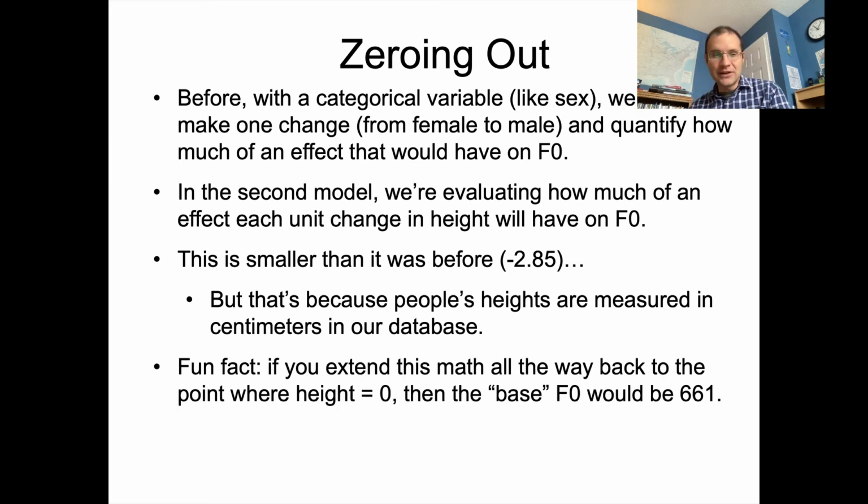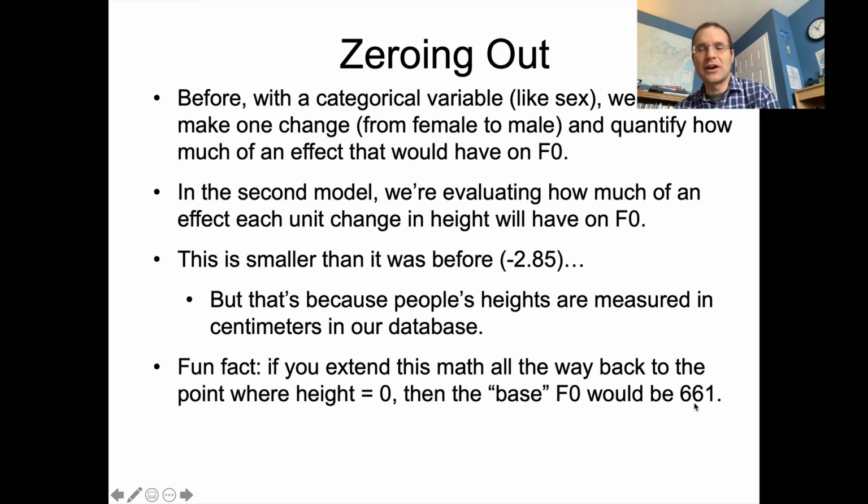One of the funny things is, though, basically what this is saying is that if you extend the math all the way back to the point where height equals 0, then the base F0 would be 661. So we're using the average female speaker here as our base F0, but why should that be a landmark exactly, right? We could go all the way to 0, which is a nice mathematical landmark that is normally the way we think of a linear relationship. That's the intercept value, right? So our intercept value here is 661 hertz, but that kind of doesn't make any sense, really.